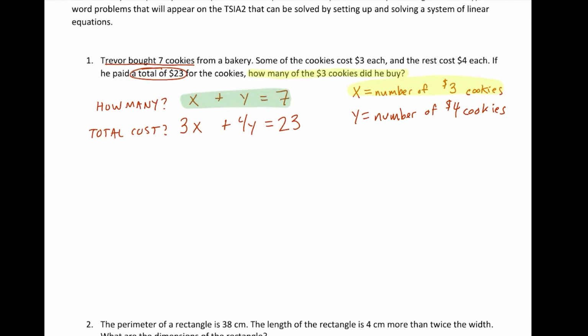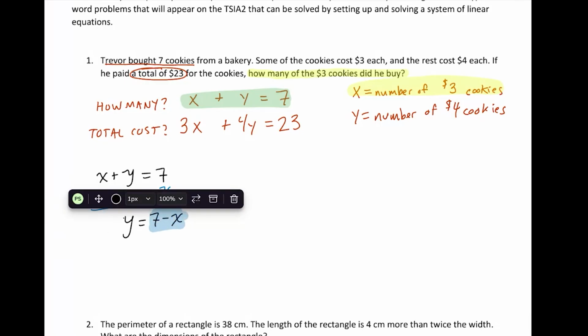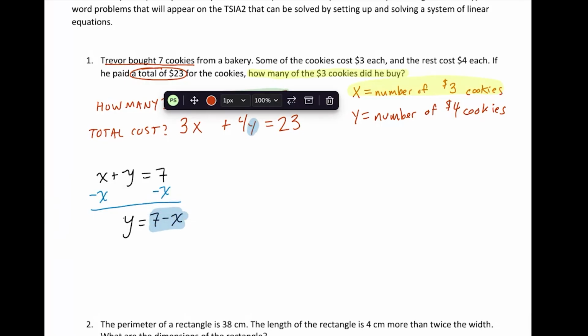Okay, maybe I'll just write that down here. So if x plus y is 7, and I subtract x on both sides, now I've got y is 7 minus x. And so that is the expression that we can use to plug into the second equation. So we'll take that equation, that's 7 minus x, and substitute it in for y right here. Because that is what y is.